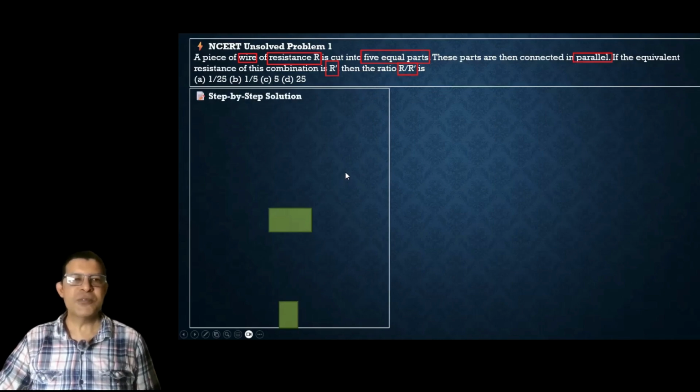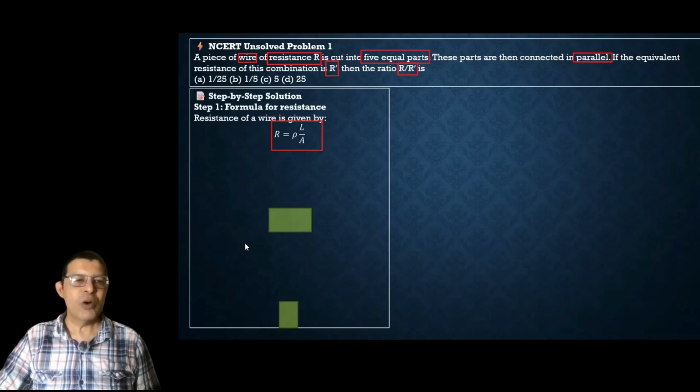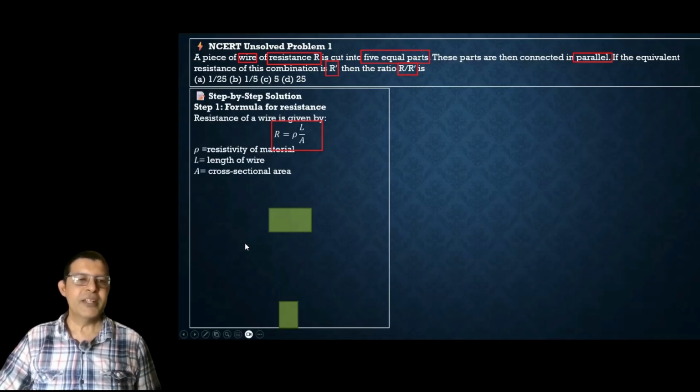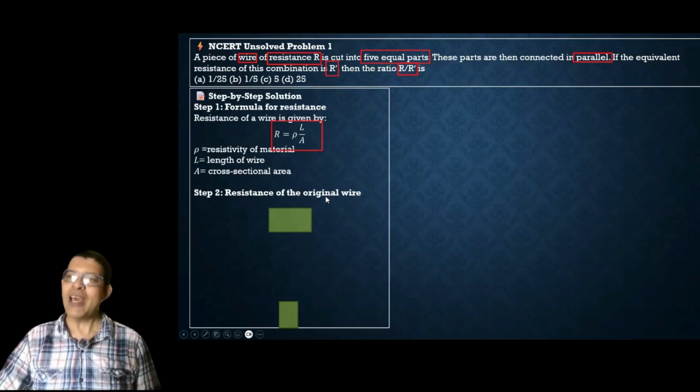So let us see how the resistance is represented. If you remember, good. If you don't remember, here it comes on the screen. R is equal to rho L by A. These are the things which you already know. We have already seen this. The resistance of the original wire is also rho L by A, because L is the original length. It is given by rho L by A.